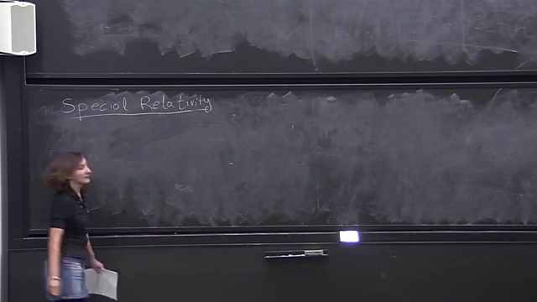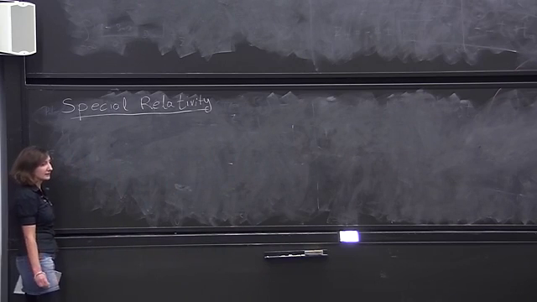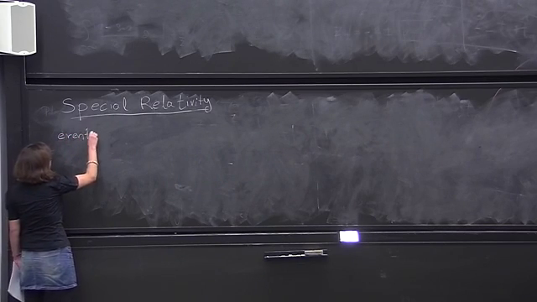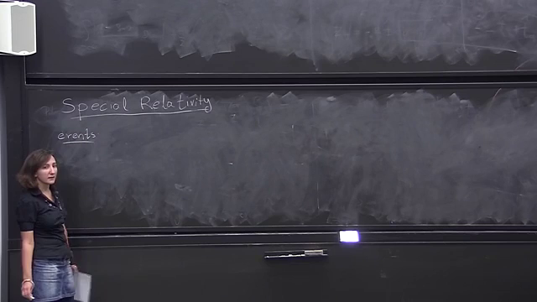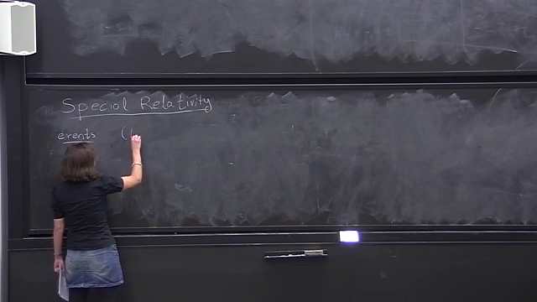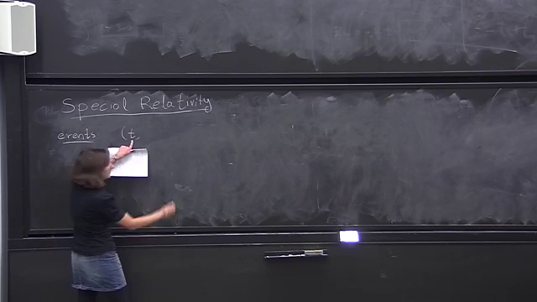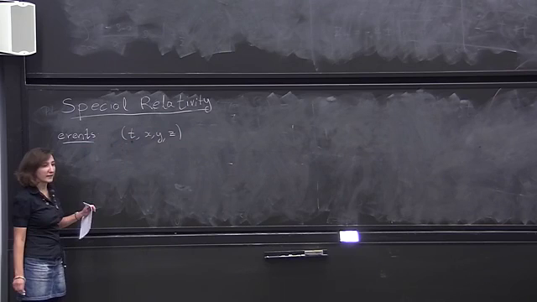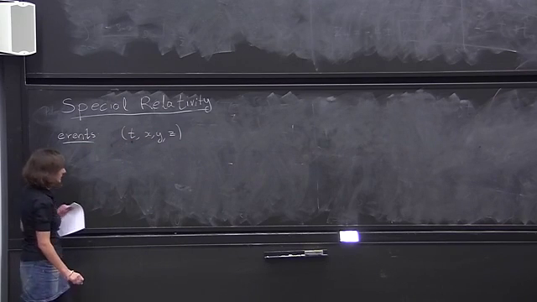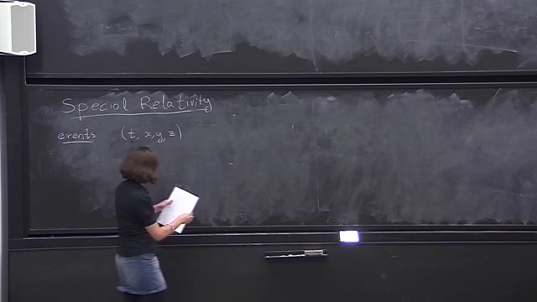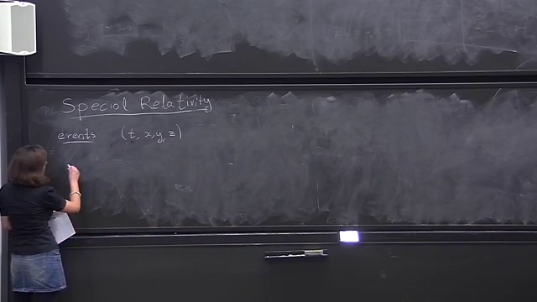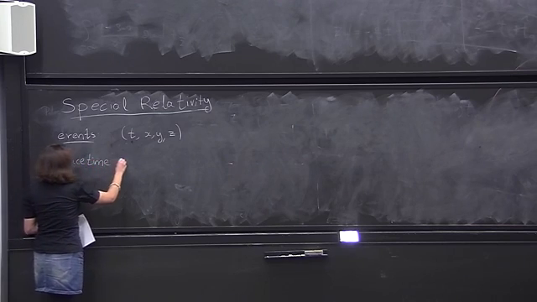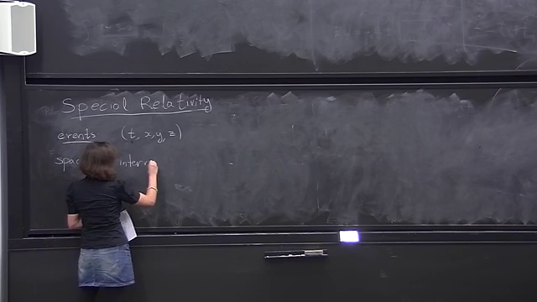OK, so the main object in special relativity is our four-dimensional space-time. And we refer to events as being points in this space-time characterized by a time coordinate t and three spatial coordinates x, y, and z. We also define a space-time interval between two events.